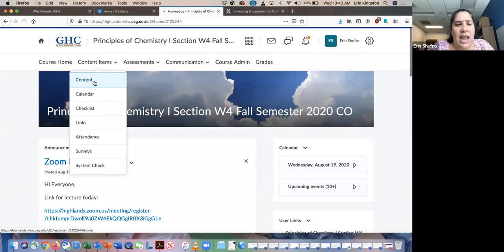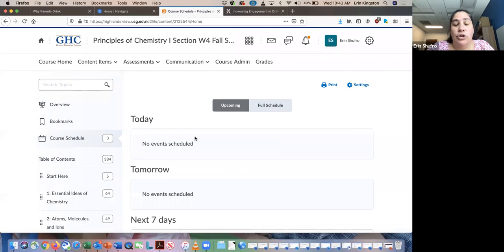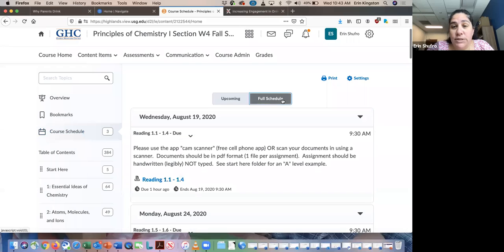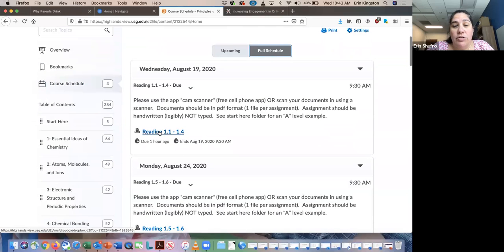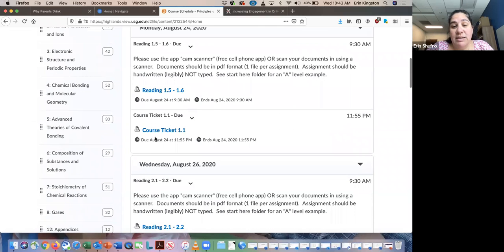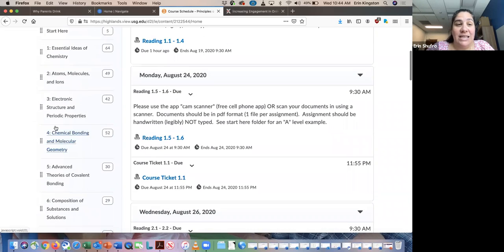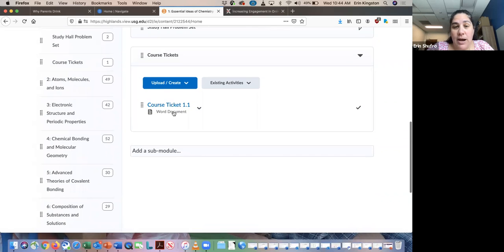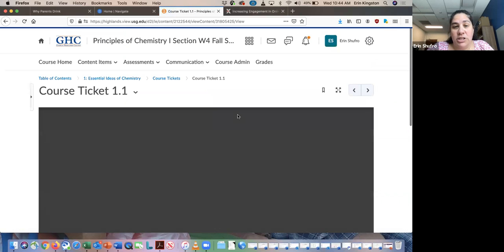And then to access the drop boxes to submit your reading assignments and or your course tickets, you're going to go here to course schedule. Then you're going to click full schedule. Okay, here's how you access the drop box for your readings. It's also the same spot where you access the drop box for your course ticket. Okay, so this is where you go to turn in the ticket. To see the ticket itself, to get the questions, you're going to go to unit one, course tickets down here at the bottom, click on it, and there's the questions.